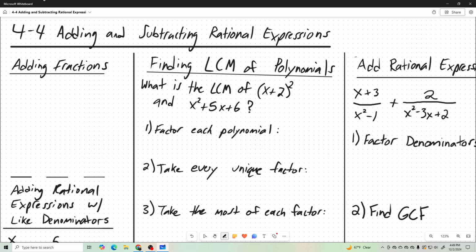Alright, so first let's just break down what we're going to be doing for this lesson in the most basic way possible. Let's talk about adding fractions. Let's say I have the problem 1/3 plus 1/4. Now there's a couple ways you can look at this.